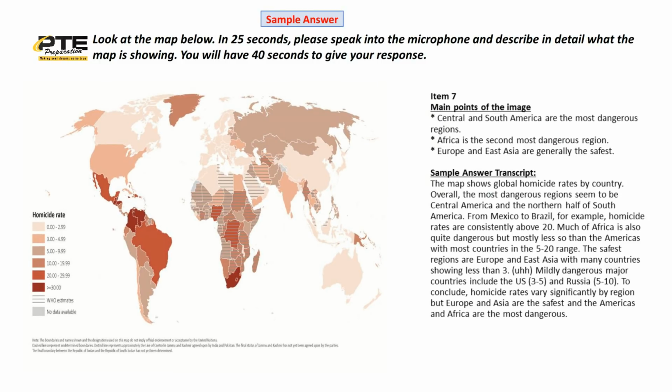The map shows global homicide rates by country. Overall, the most dangerous regions seem to be Central America and the northern half of South America. From Mexico to Brazil, for example, homicide rates are consistently above 20. Much of Africa is also quite dangerous, but mostly less so than the Americas, with most countries in the 5 to 20 range. The safest regions are Europe and East Asia, with many countries showing less than 3. Mildly dangerous major countries include the US, 3 to 5, and Russia, 5 to 10. To conclude, homicide rates vary significantly by region, but Europe and Asia are the safest, and the Americas and Africa are the most dangerous.